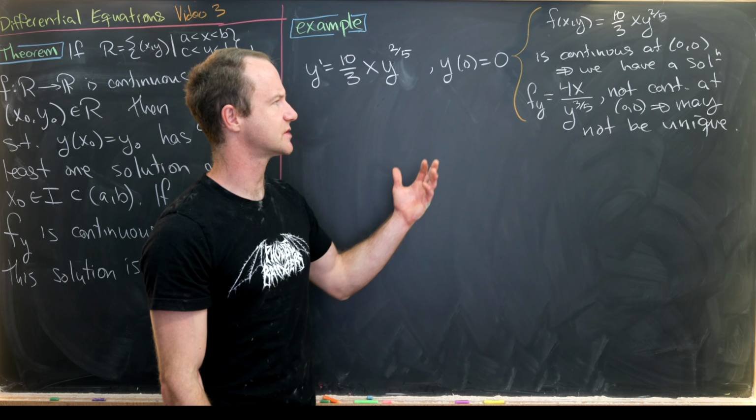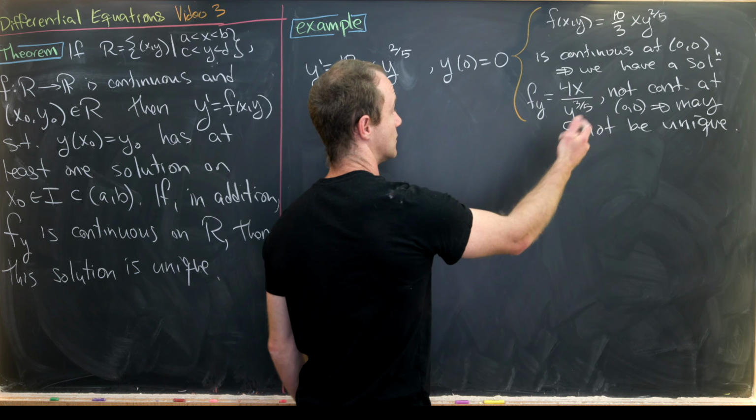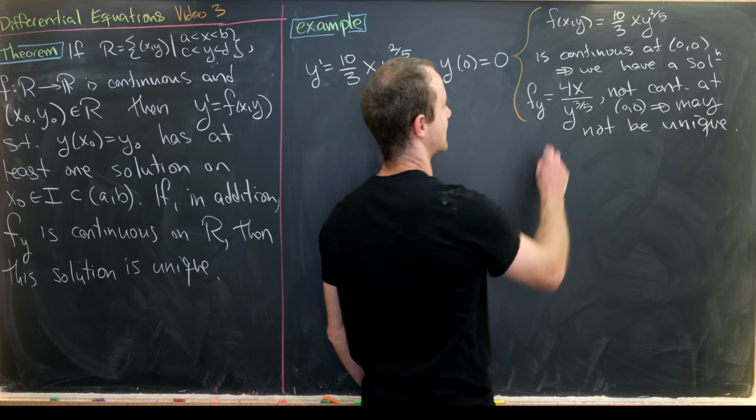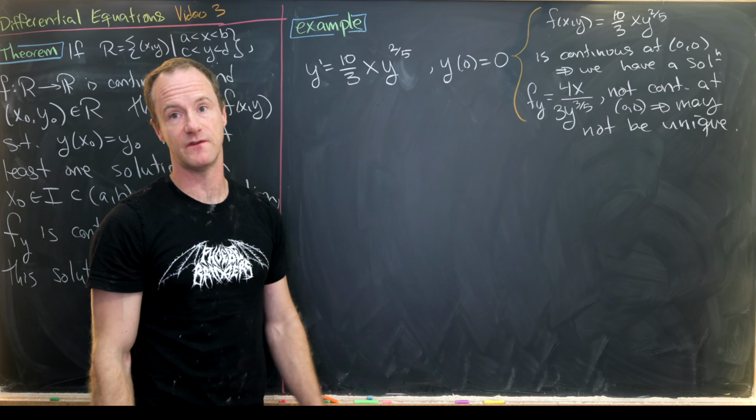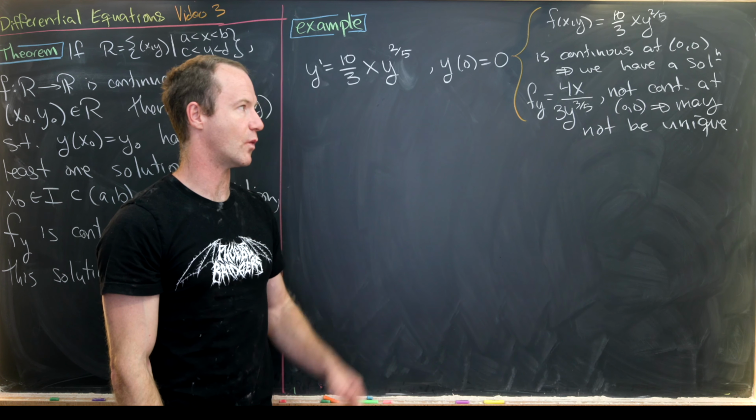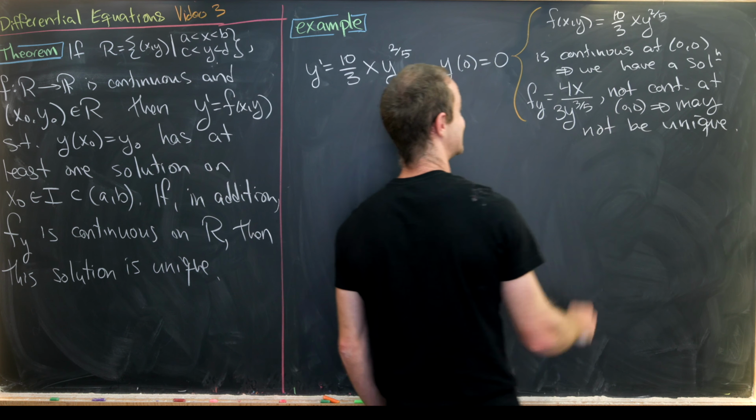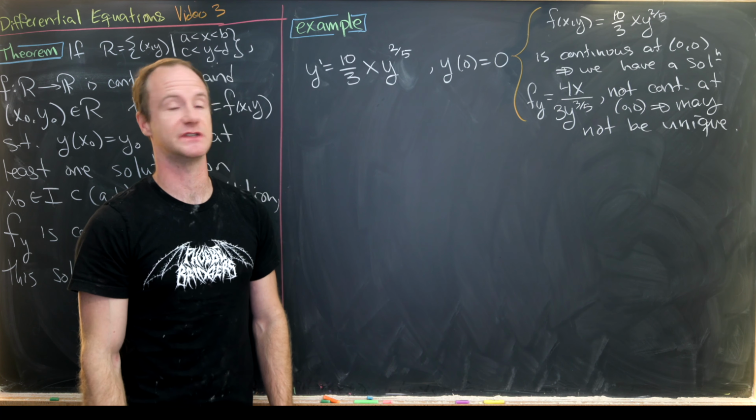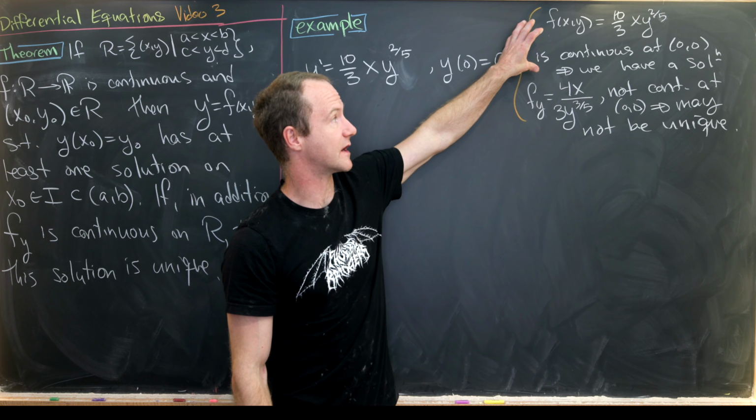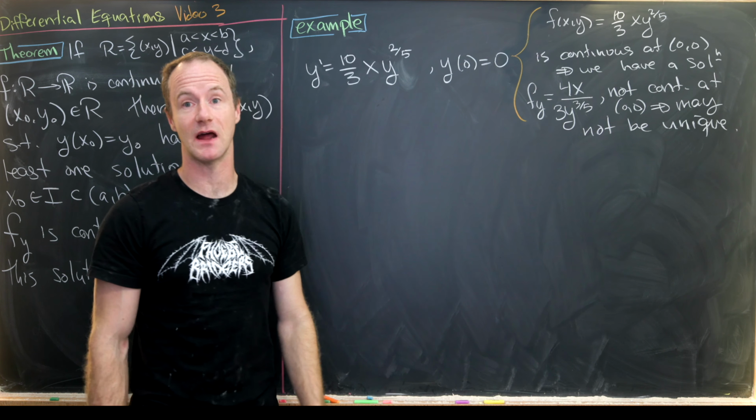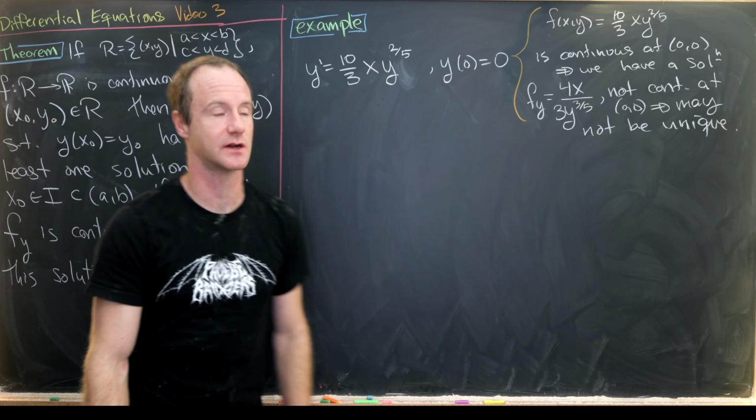But now let's look at the partial derivative of f with respect to y, and notice just by the power rule, that gives us something like 4x over 3 times y to the 3/5. The important thing here is we have a y in the denominator. The fact that we have a y in the denominator means that this is not continuous at 0, 0, because we get funniness at the origin. So that means that even though we are guaranteed a solution, that solution may not be unique because we don't satisfy this last sentence here.